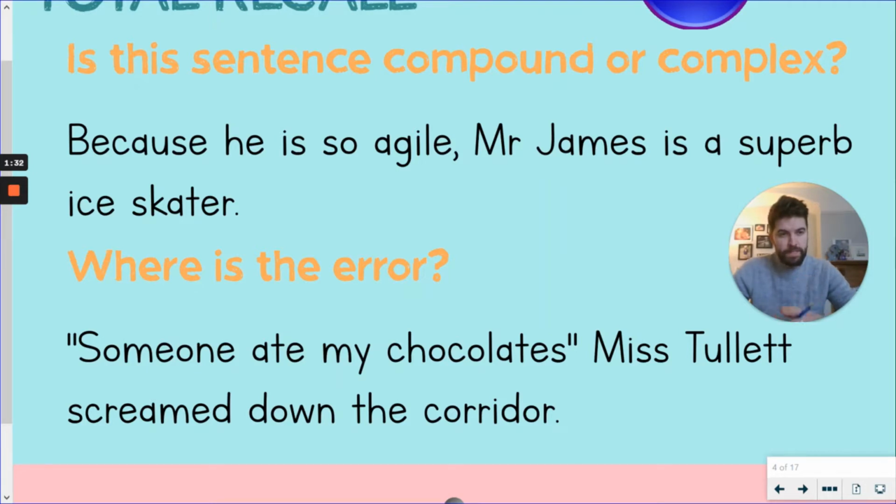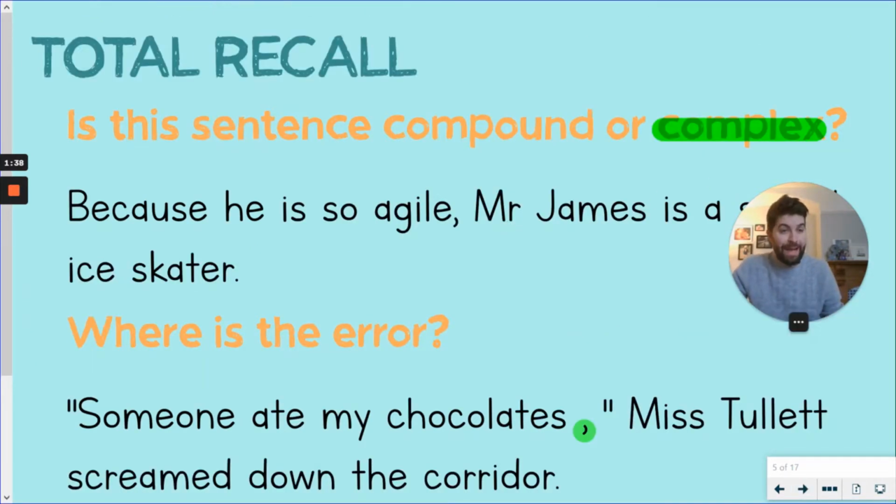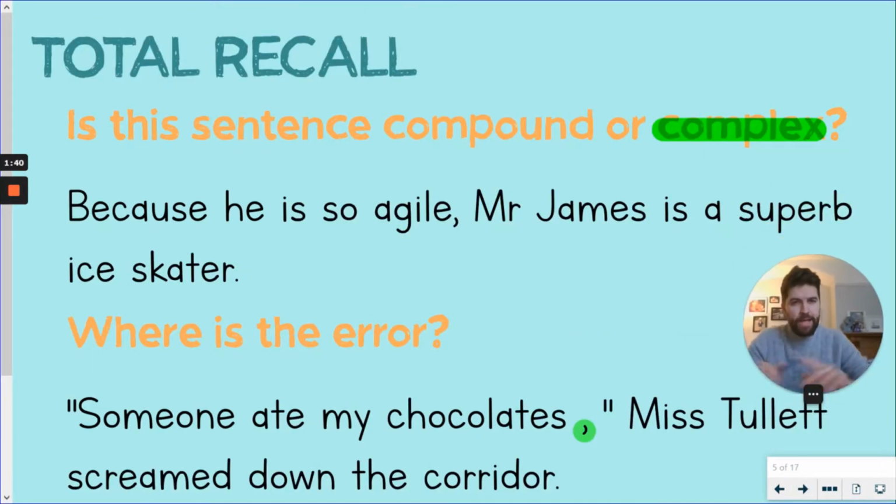Okay, ready for some answers? Let's have a look. The first one, the sentence was complex. Because he's so agile, Mr. James is a superb ice skater. Now, the first part of that sentence is the subordinate clause. The second part is the main clause. Subordinate and main make a complex sentence. We know that compound is made of main and main.